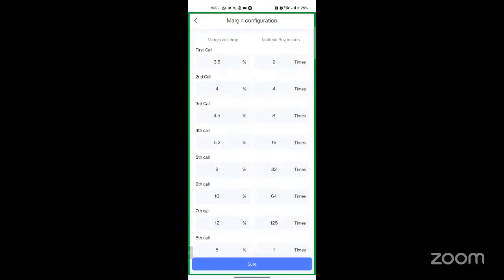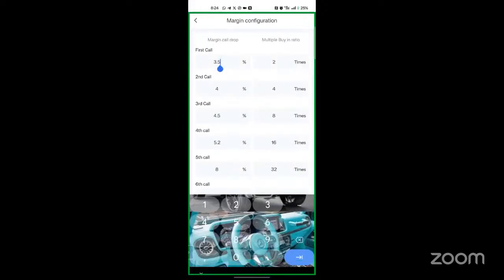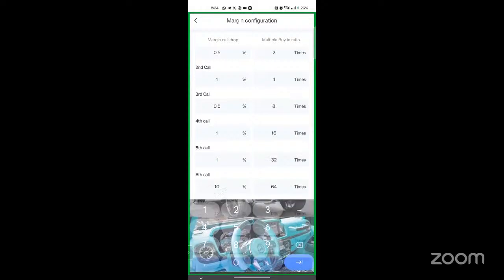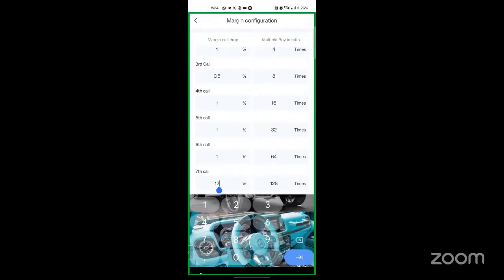Let me repeat again. Maybe 0.5, then I put 1, then I put 0.5, then I put 1. Let me say I put 1, 1 here. 1, 1.